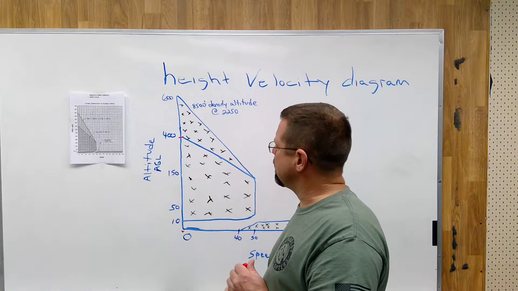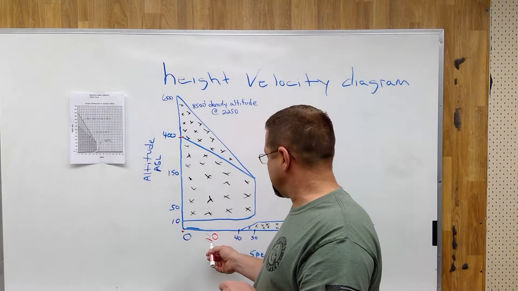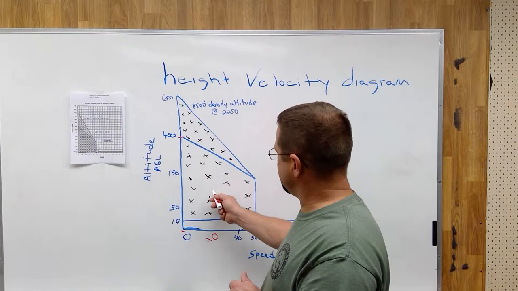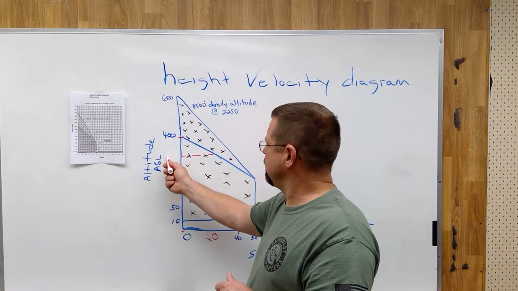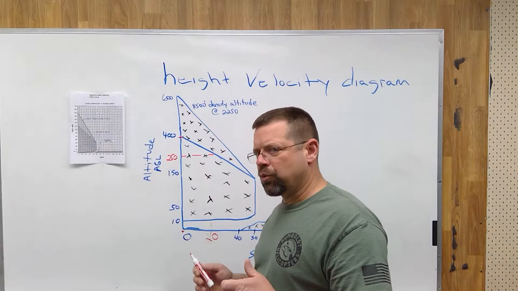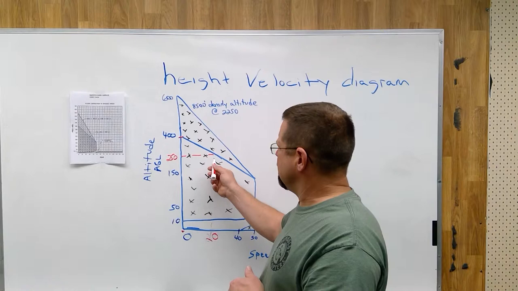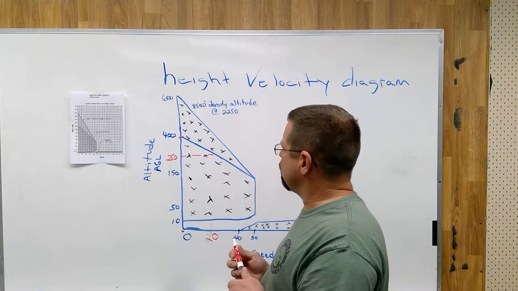Let's say we're doing just above ETL. Let's say we're doing 20 knots. Let's go up. We've got shaded area, shaded area, shaded area, shaded area. Here we're intersecting this line. We're going to go over, and let's interpolate this as to be 250 AGL. So we know that if we're doing 20 knots, and we know ETL is 16 to 24, so let's say we're just above ETL, we're doing 20 knots, the height velocity diagram tells us that we still need to be approximately 250 feet in order to conduct a safe autorotation.